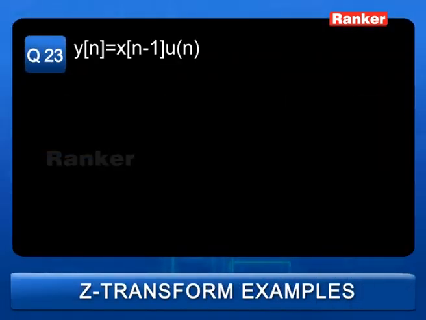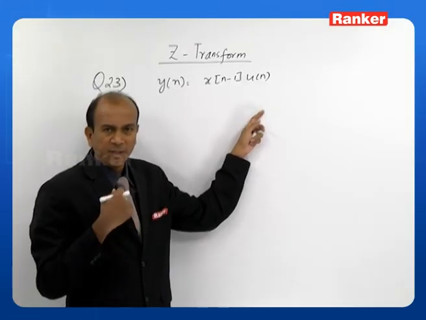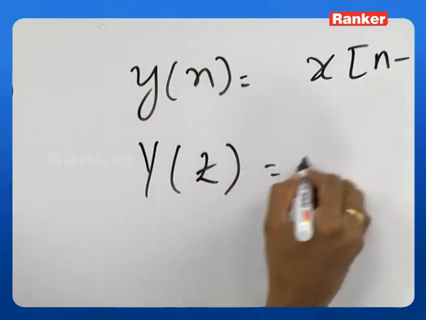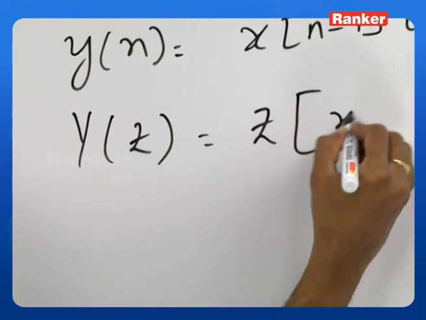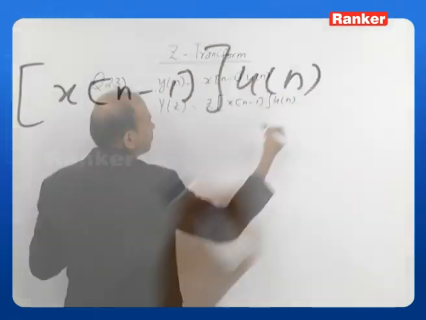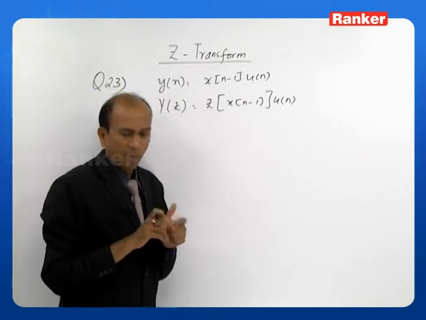Now let us see problem number 23. What does problem number 23 say? It is given y of n is equal to x of n minus 1 u of n. Now we have to find the z transform. That means y of n will have a z transform Y of z, and that will be equal to the z transform of x of n minus 1, u of n. Now we have to solve this problem.